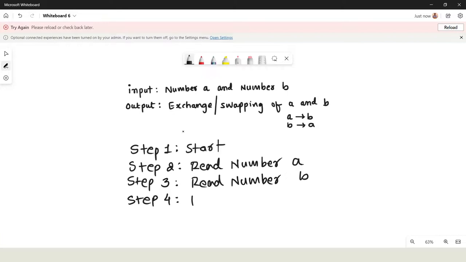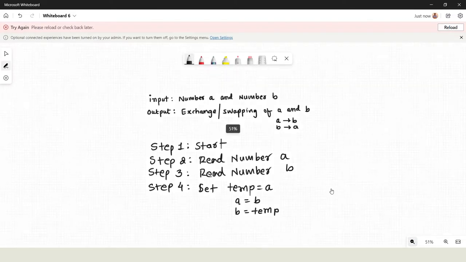store this number A into some other variable. I am considering one temporary variable, the name temp. Here I have declared one variable temp, and in this variable I will store the value of A. Then A is equal to B and B is equal to temp. So what I have done here, I have stored the value of A into the temporary variable, then the value of B in A variable, then the value of temp in B variable, right? I will explain, don't worry about this.